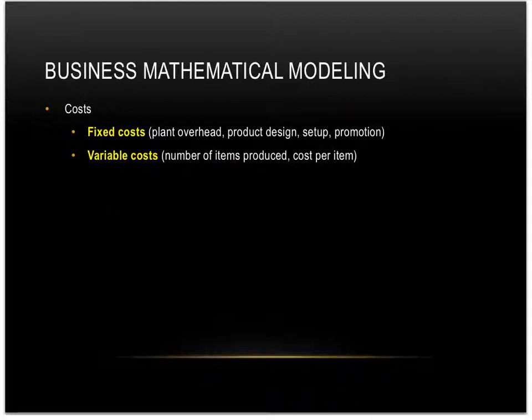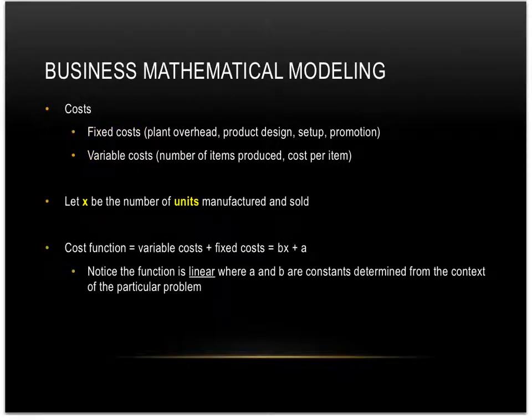Fixed cost is what you have to pay no matter what. Say you don't sell anything. You set up the machine to make all this product, but nobody bought it. Guess what? You still have to pay setup fees. Variable cost is the cost per item. So in other words, if it costs $1 to make something and you make 5 of them, then it costs $5, right? 5 times that dollar.